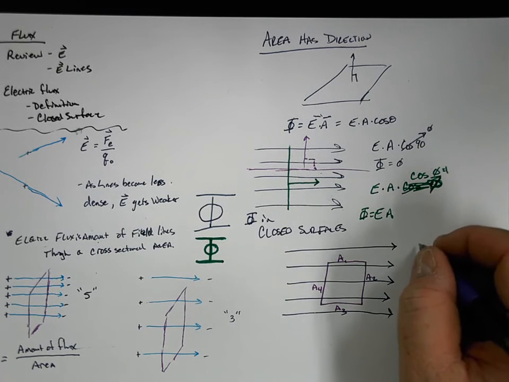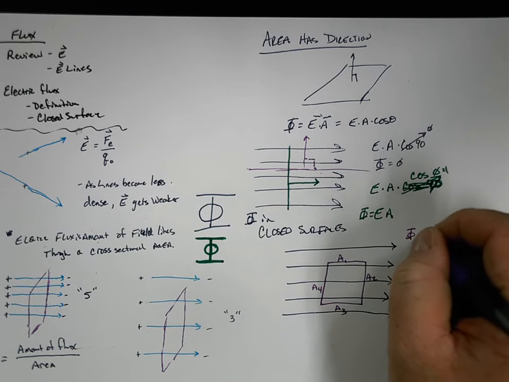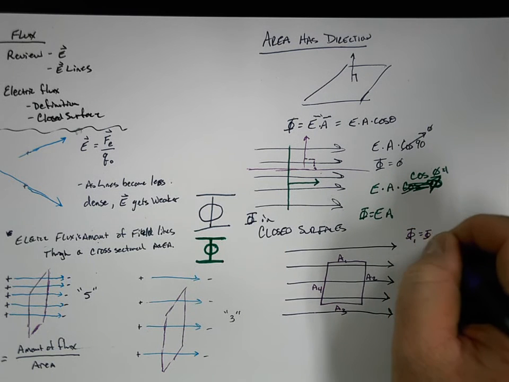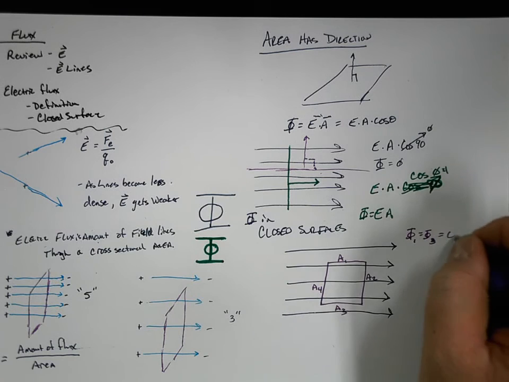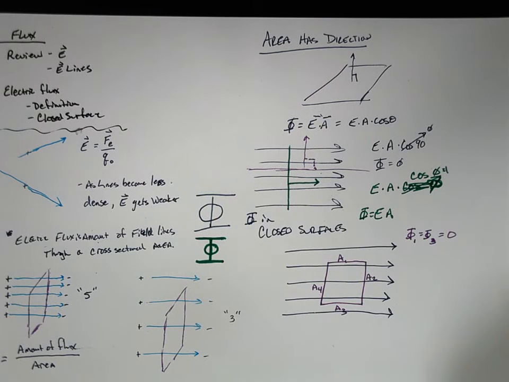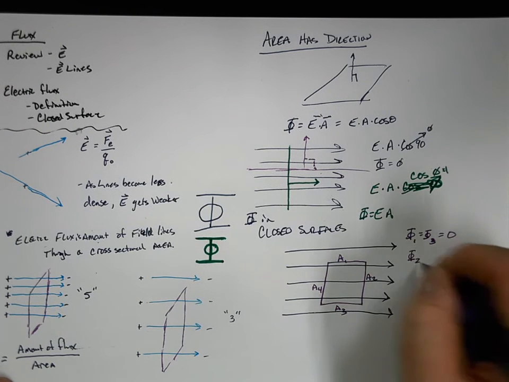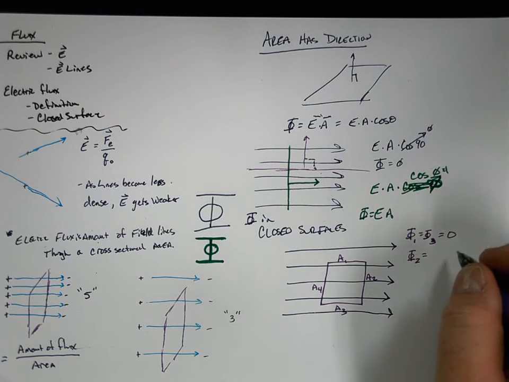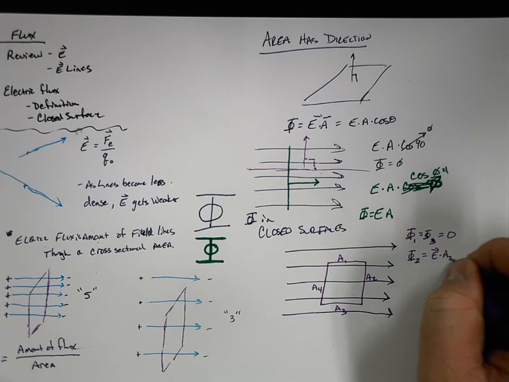So the flux 1 equals flux 3 equals 0, right? Okay, so those don't really have any factor with what's going on here. Flux 2 is equal to E dot A2.